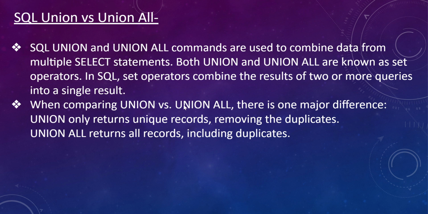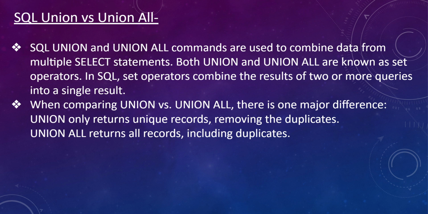When comparing union versus union all, there is one major difference. Union only returns unique records and removes the duplicates, whereas union all returns all records including duplicates. That's the major difference between union and union all. And for your understanding, in union it first performs a sorting operation and eliminates the records that are duplicates across all the columns before it finally returns the combined data set.